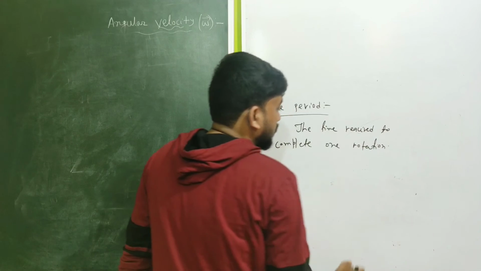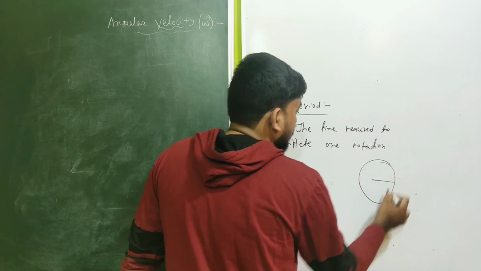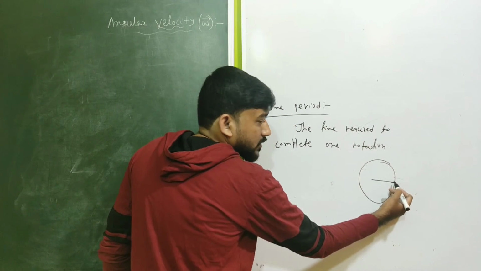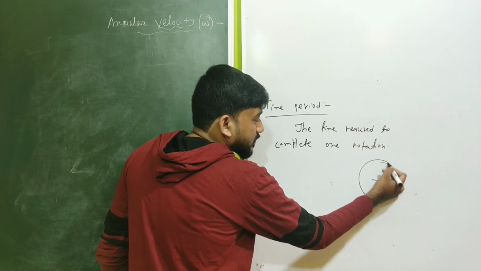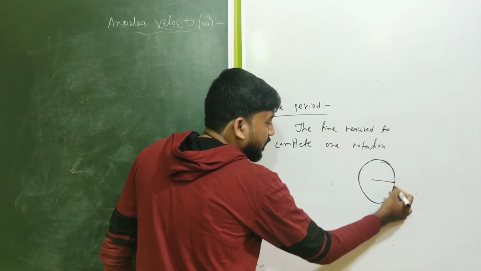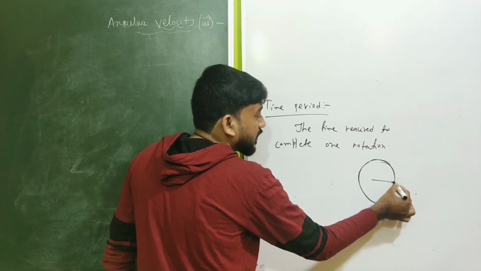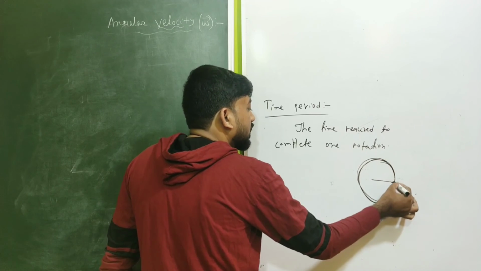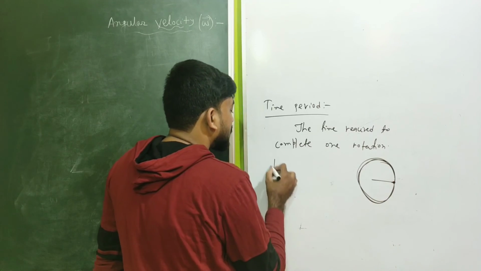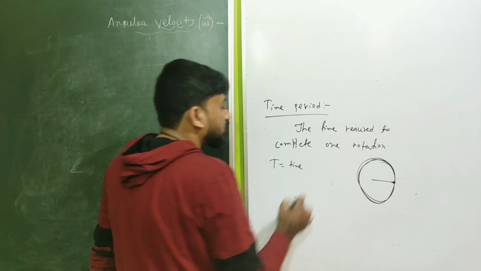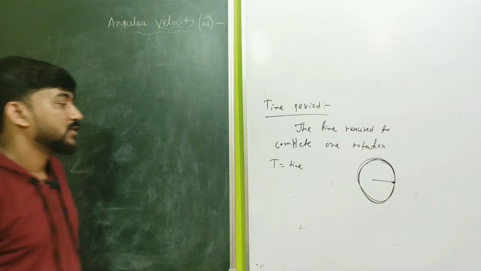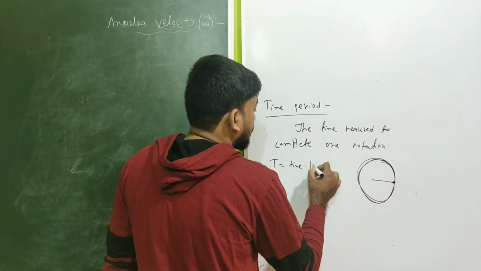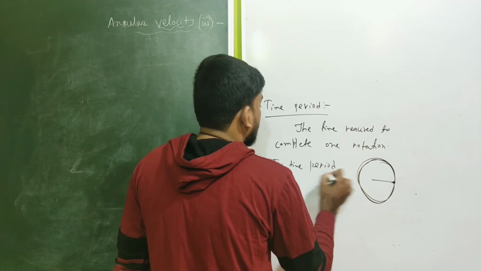If this is a circular path and a particle is rotating along this path, for one complete rotation, if it starts from here, then it will come to this point again, and the time required for this is called the time period. So the total time required to complete one complete revolution is the time period.